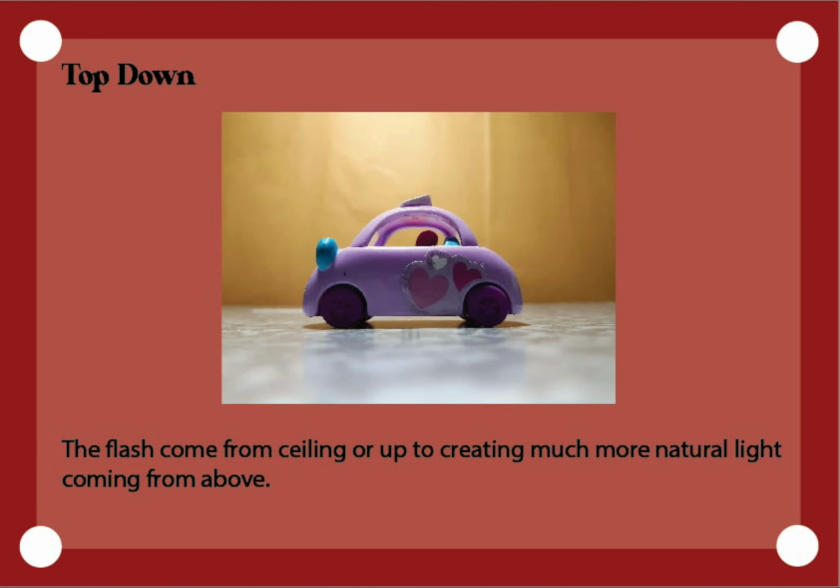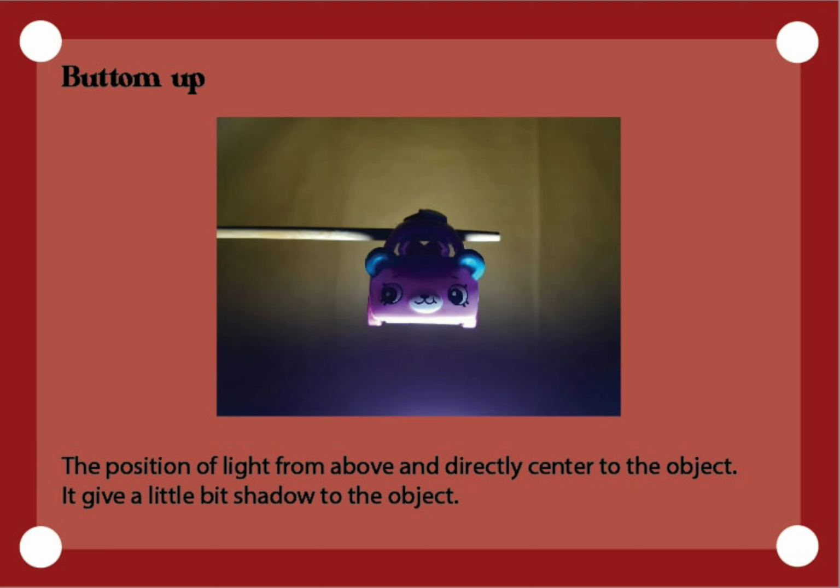Then it's top down. The flash comes from the ceiling or above to create much more natural light coming from above. The last one is bottom up. The position of light is coming from below and directly centered to the object. It also gives a little bit of shadow to the object.